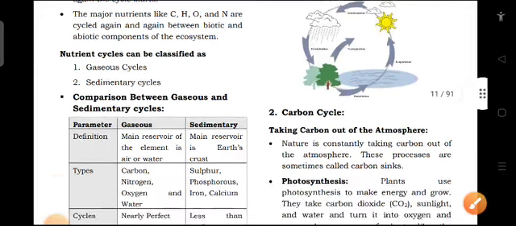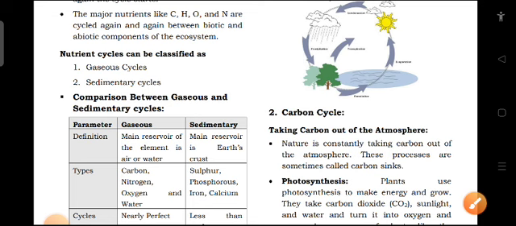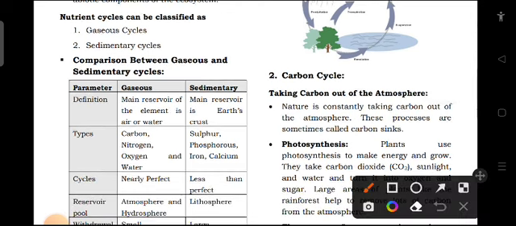The major nutrients like carbon, hydrogen, oxygen, nitrogen are cycled again and again between the biotic and abiotic components of the ecosystem. This is the biogeochemical cycle or nutrient cycle. Nutrient cycle can be classified into two types. They are gaseous and sedimentary. So we will compare between the both.